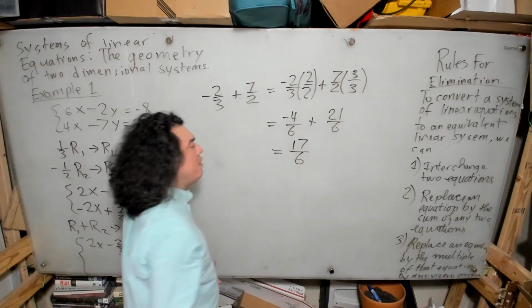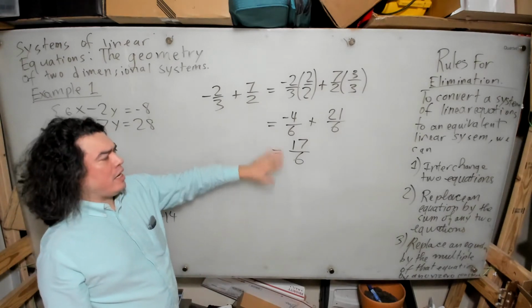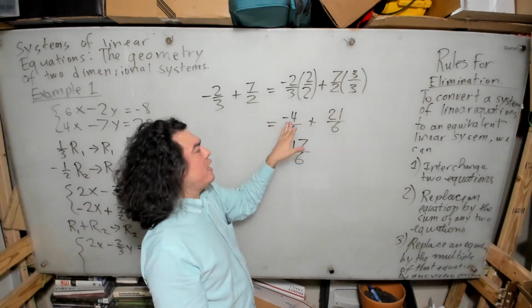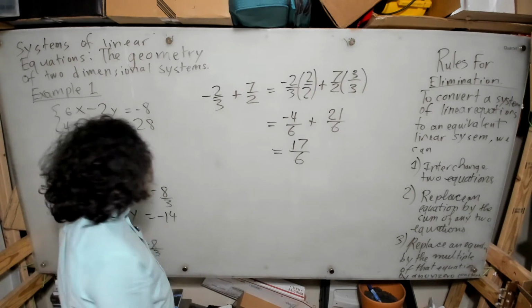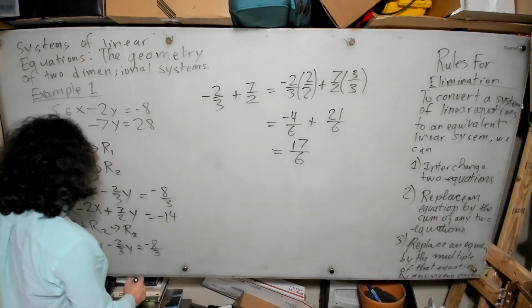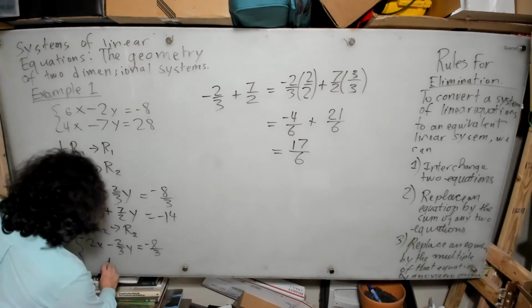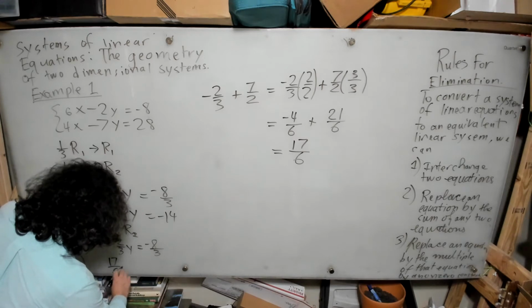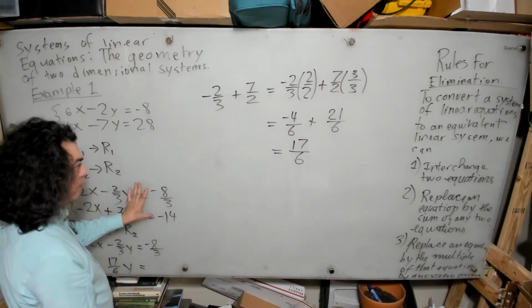And you might say to me, David, why is that the case? Well, once they're on the same denominator, I keep the denominator, and I just add the numerators. In this case, negative 4 plus 21 will be 17, okay? Okay. So let me write that here. So here, this will be 17 over 6 y is equal to, and then I have to add these together, okay?